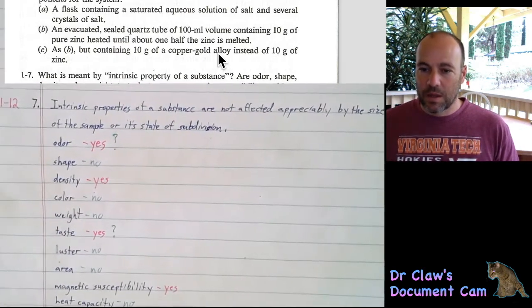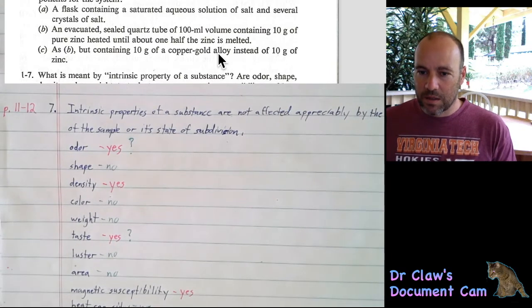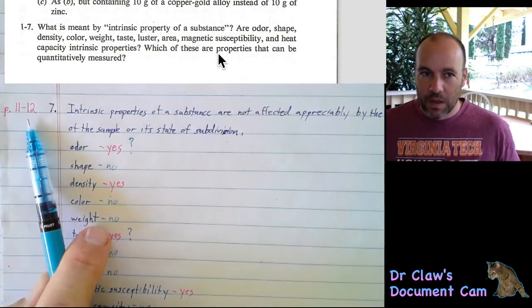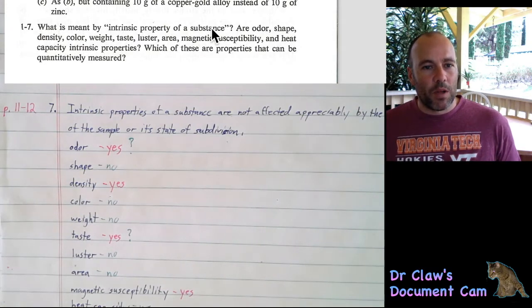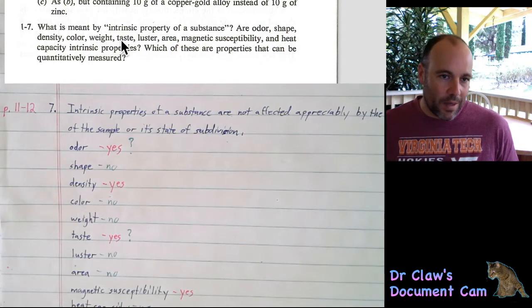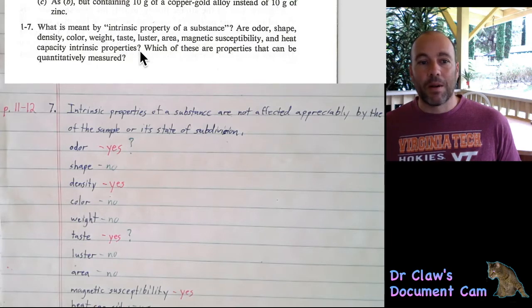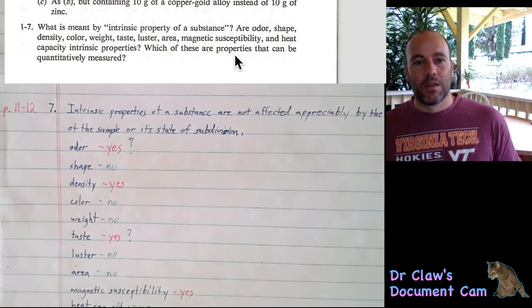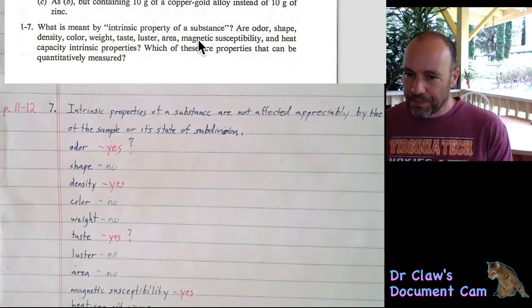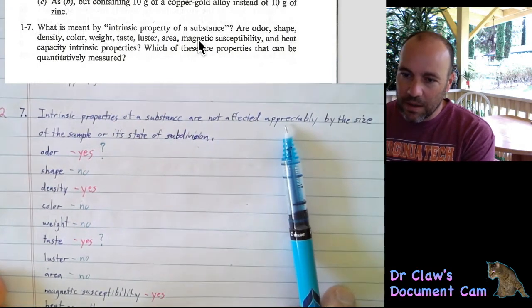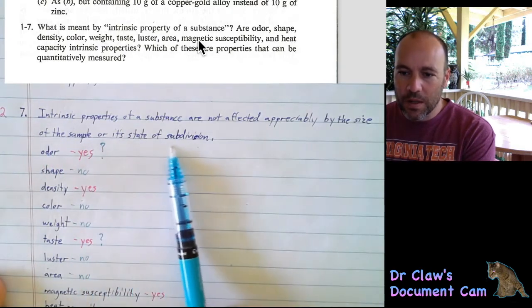All right, so 7 is on pages 11 and 12. What is meant by an intrinsic property of a substance? Are odor, shape, density, color, weight, taste, luster, area, magnetic susceptibility, and heat capacity intrinsic properties? And then which of these properties can be quantitatively measured? So an intrinsic property of a substance is one that is not affected appreciably by the size of the sample or its state of subdivision.